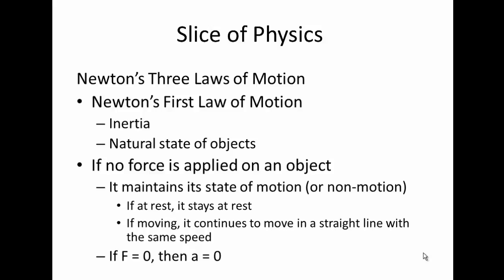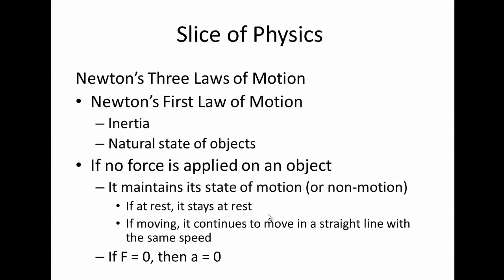So to recap, we have discussed Newton's first law of motion in this video that deals with the property of inertia, which is the natural state of objects, and simply states that if no force is applied on an object, the object maintains its state of motion or non-motion, which is to say that if it's at rest, it remains at rest, and if it's moving, it continues moving in a straight line with the same speed. In equation form, it simply says that if force is zero, then acceleration is zero.